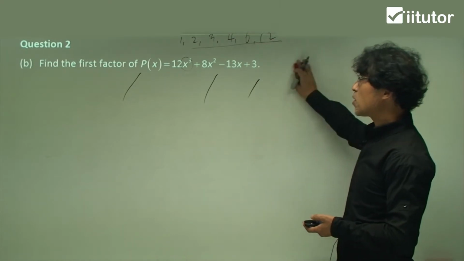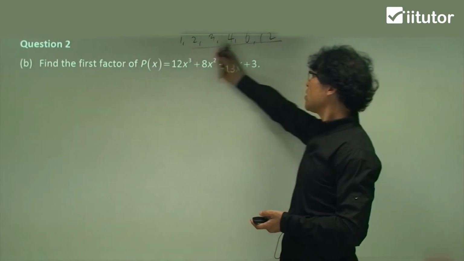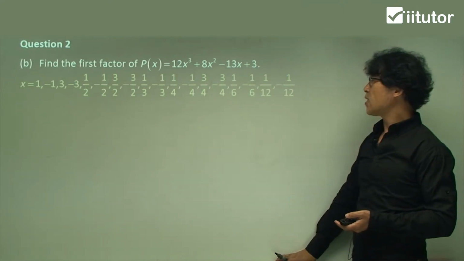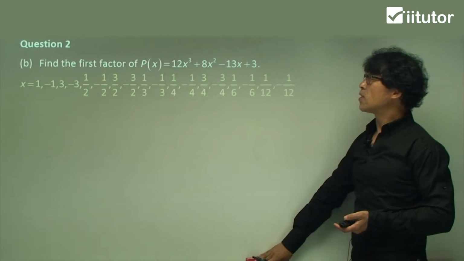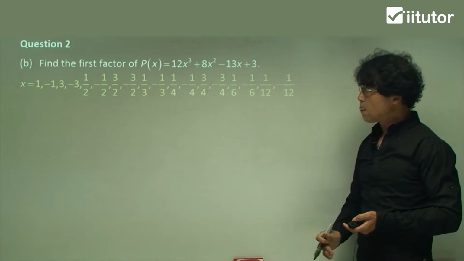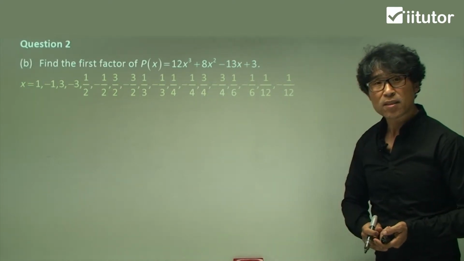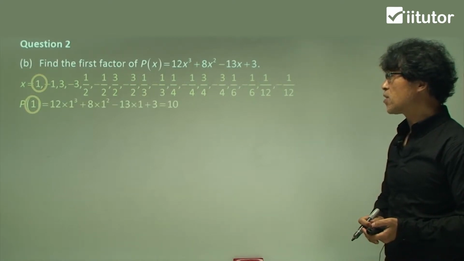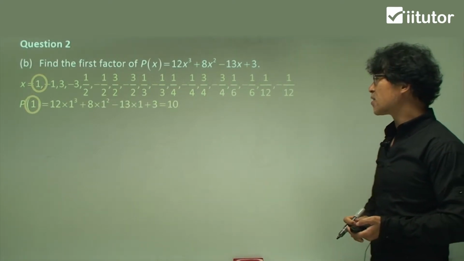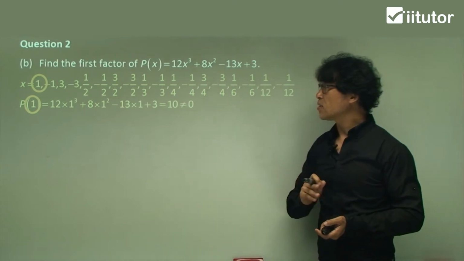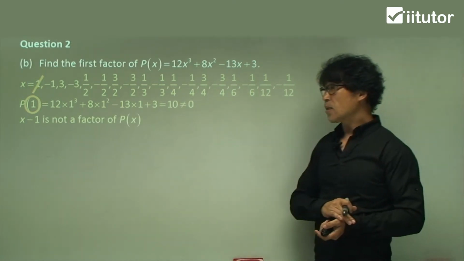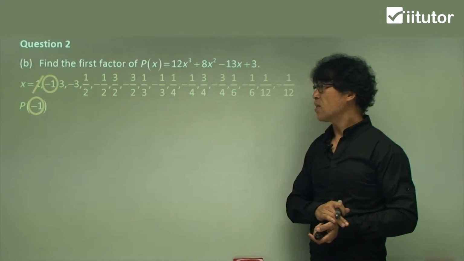Question 2b, find the linear factors. Okay, we list all of the possible factors again here. Just list the plus and minus, etc., everywhere. We try to substitute one at a time. Substitute 1, okay? It came out 10. Yeah, no, that is not zero. So 1 is not a factor, so just take it out. So x minus 1 is not a factor over here.